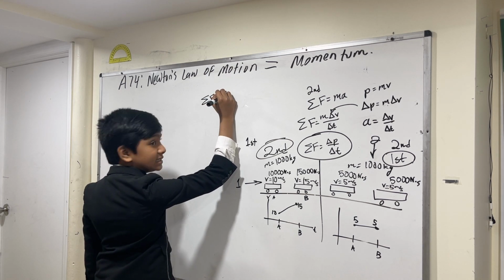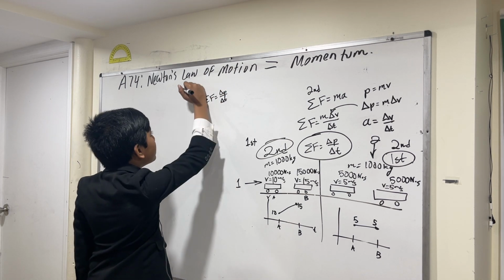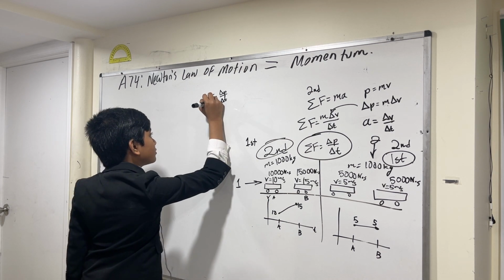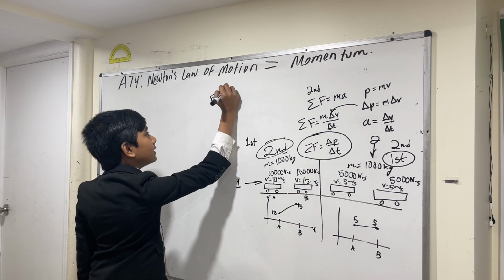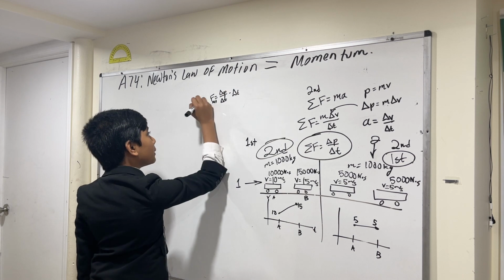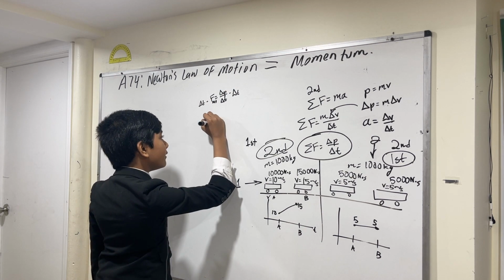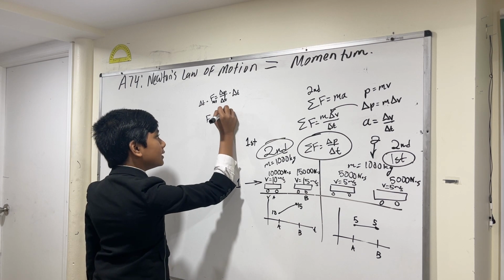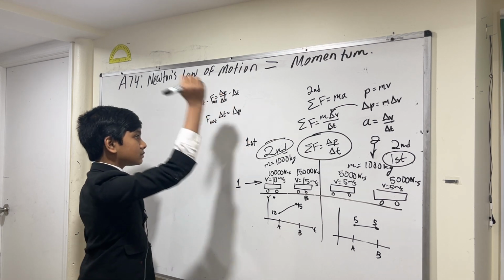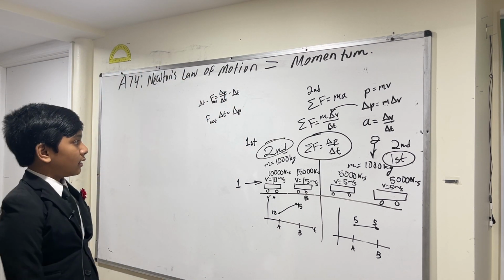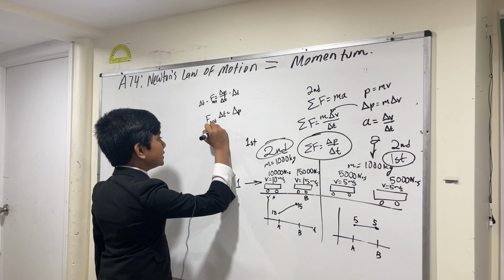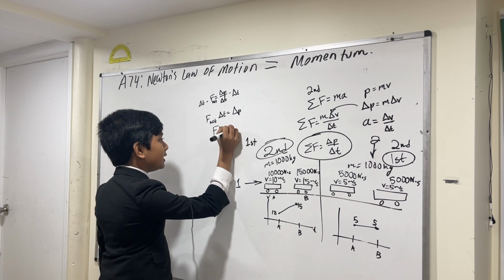So now, this signal is actually taking up a little bit of space, so I'm going to remove it and just write this F net instead. Now we can multiply both sides by delta t. And that gives us F net delta t is equal to delta p. And, well, we can just generalize this to say F delta t is delta p.